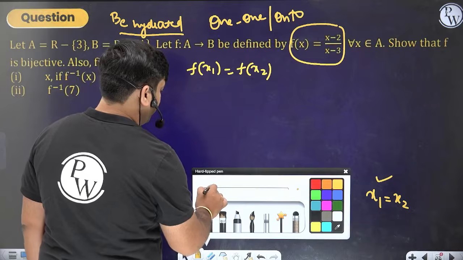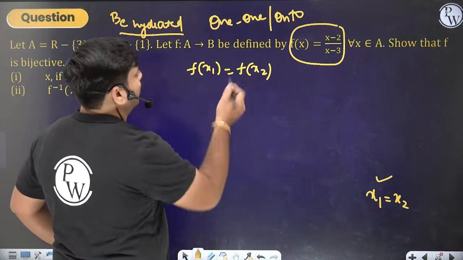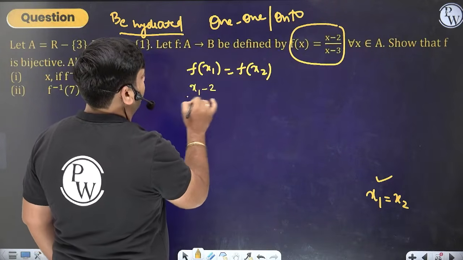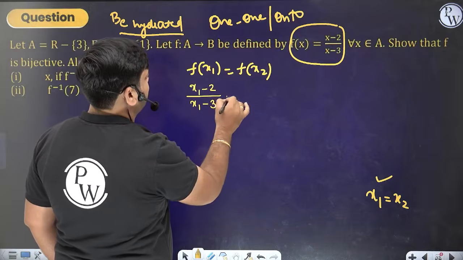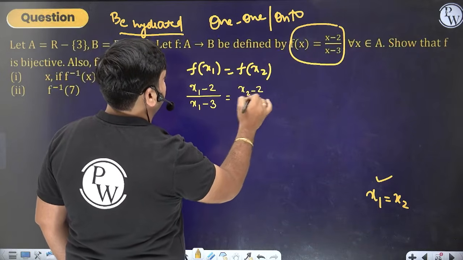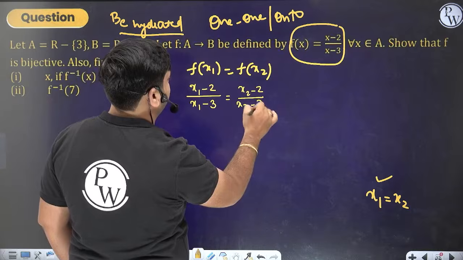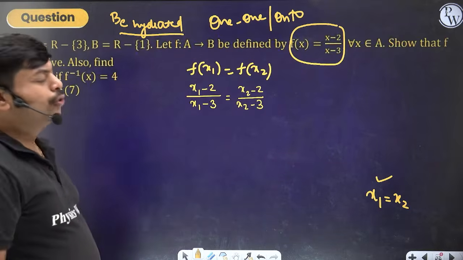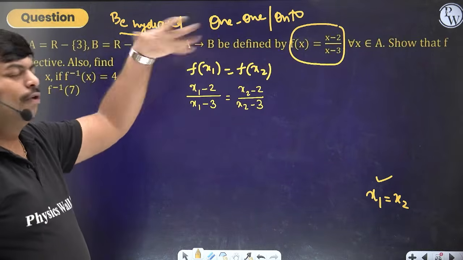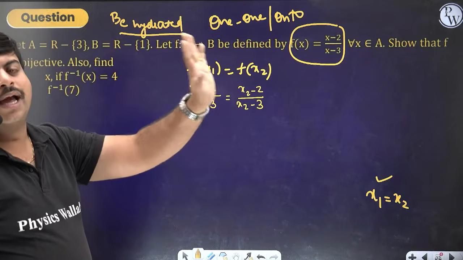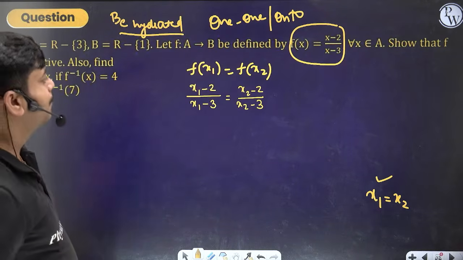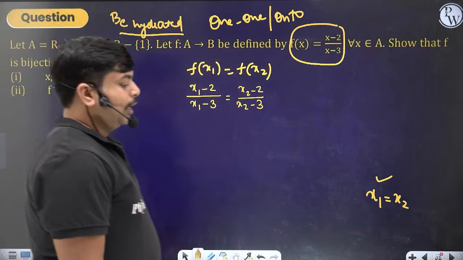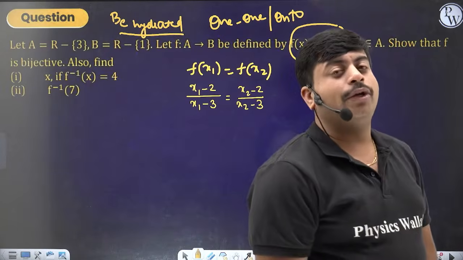Fine. Okay, so f of x1, x1 minus 2 by x1 minus 3, is equal to x2 minus 2 by x2 minus 3. So from here, do whatever you want, cross multiply, whatever you want to do. Finally, you need to prove that x1 is equal to x2. So do that quickly.